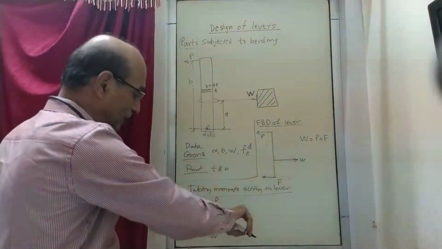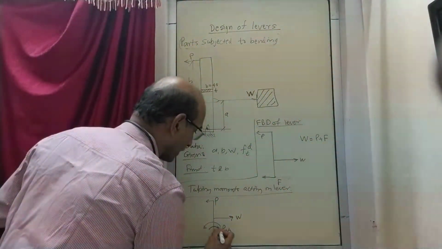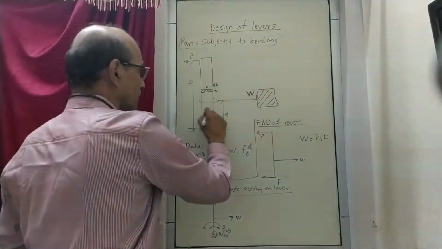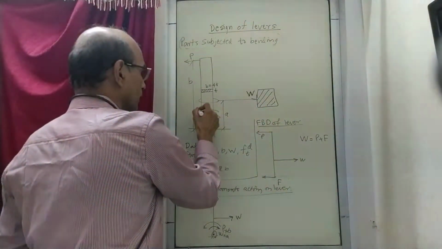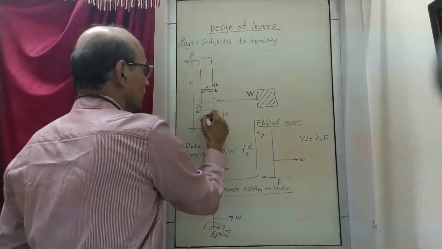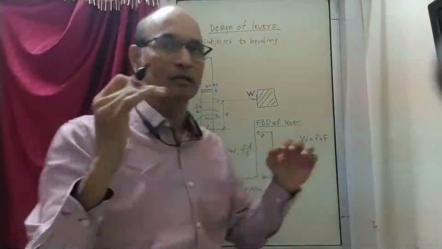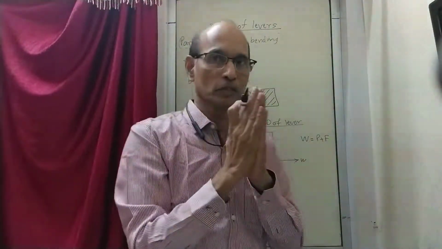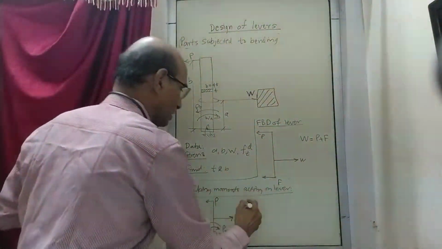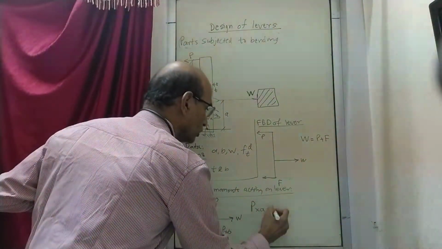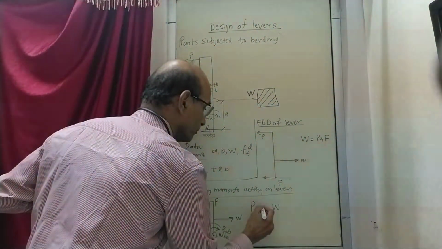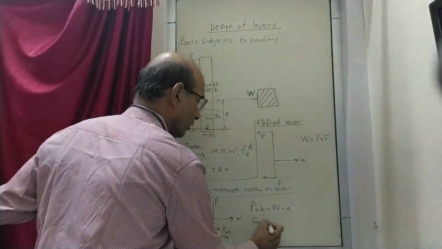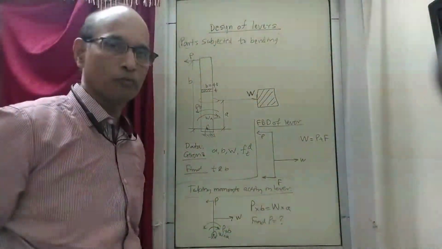So this W is acting like this, which means W is creating again a moment like this, which is W into A. So there are two moments acting, one because of W and the other because of P. P into B, W into A. So these two moments are equal. Because they are equal, the lever is in equilibrium. So keeping this condition in mind, we will write that P into B is equal to W into A. So from this you can find out how much P is.